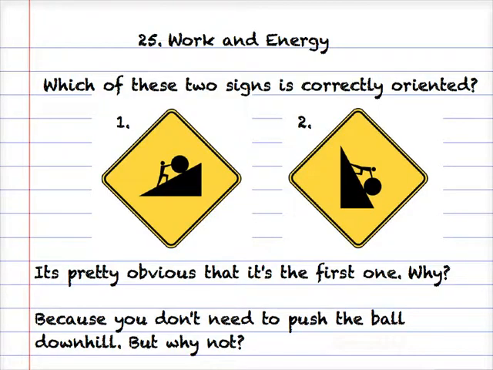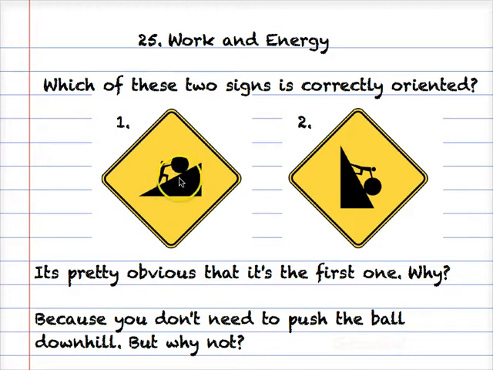In podcast 25, I want to introduce you to the concept of work and energy. So firstly, take a look at these two signs here. Very similar signs. One of them makes sense, one of them doesn't. Now, number one hopefully makes sense. It's correctly oriented because we can see a person on a slope pushing at a ball.